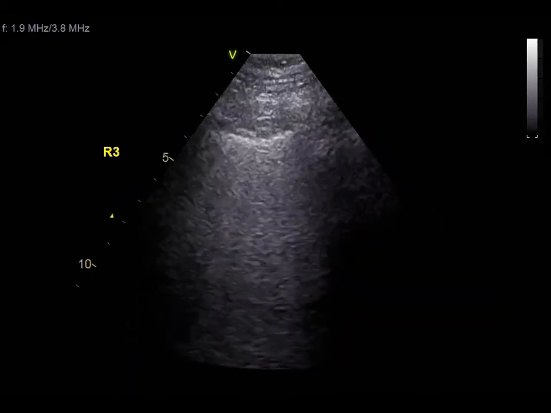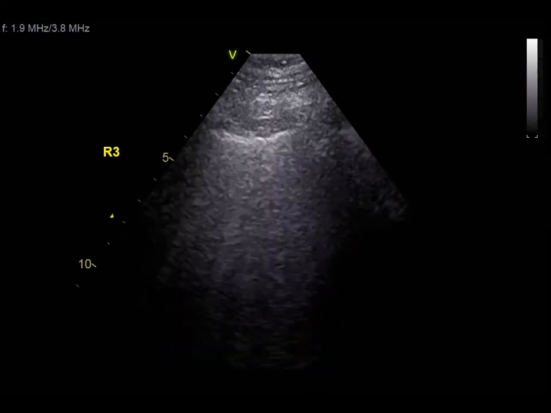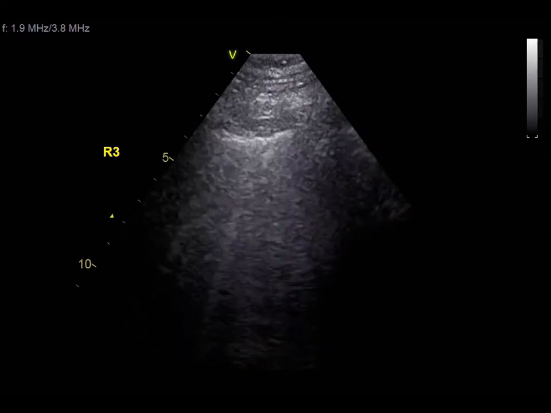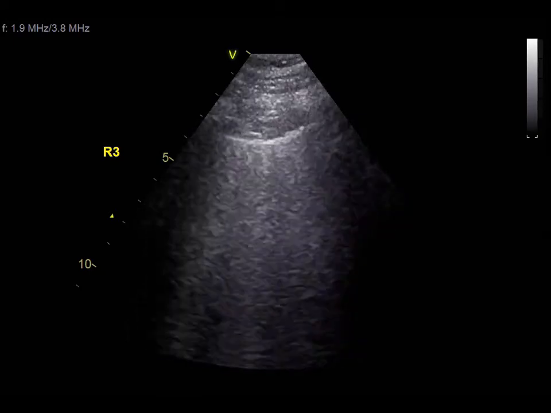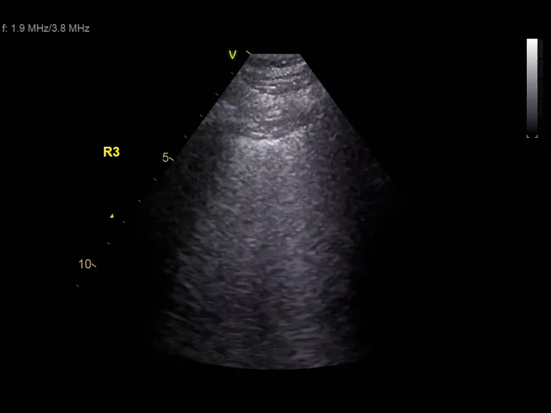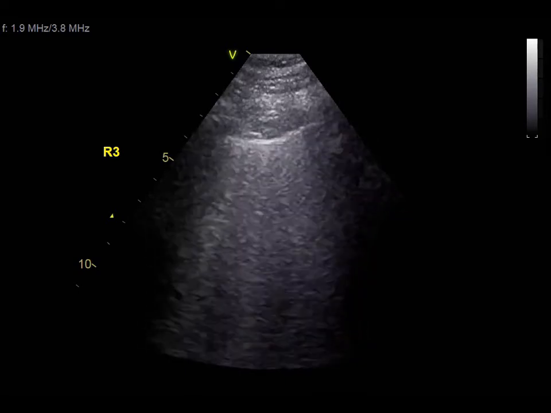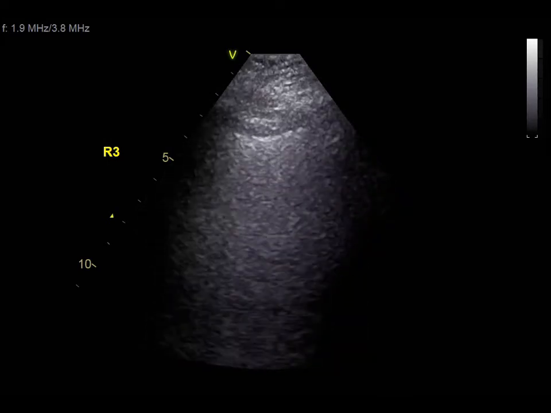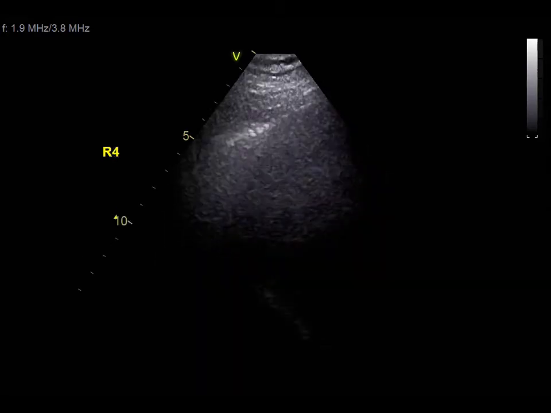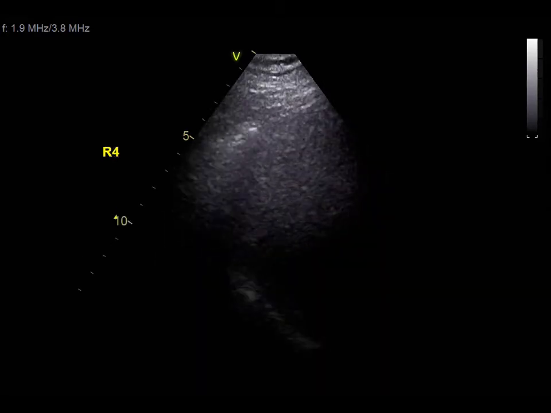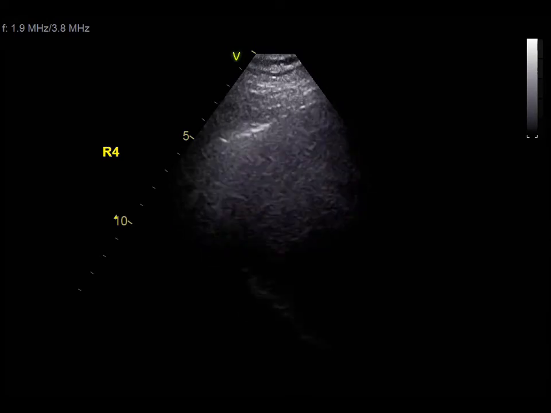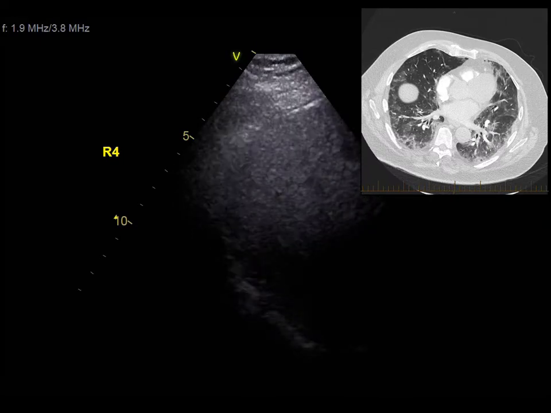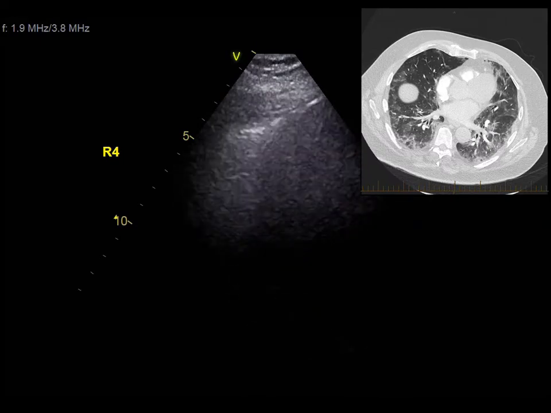And then R3 up in the armpit. Very abnormal, lots of B lines, pleural thickening. So this is the confluent B line that we can see. Same here, lots of B lines, white, shiny lung. And then R4 down on the diaphragm, liver, and then confluent B lines coming through as the patient breathes, or as we breathe for them on the ventilator.